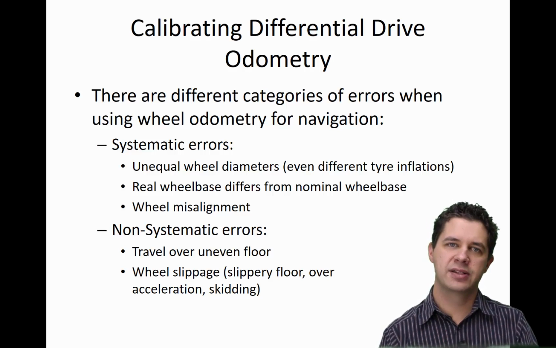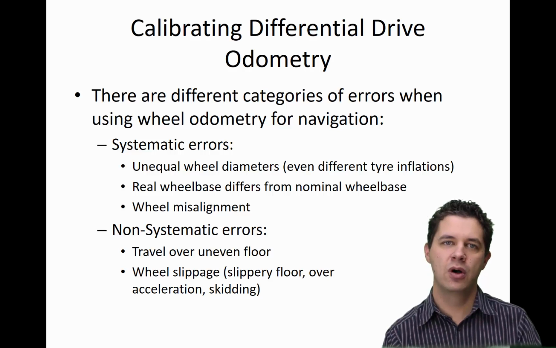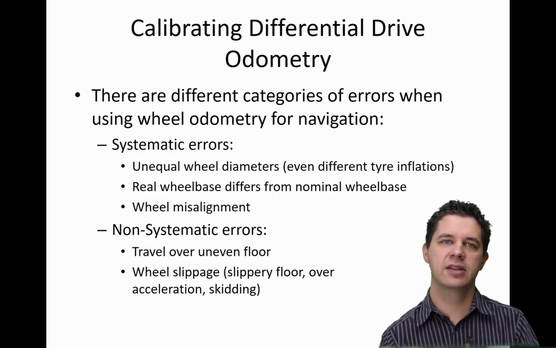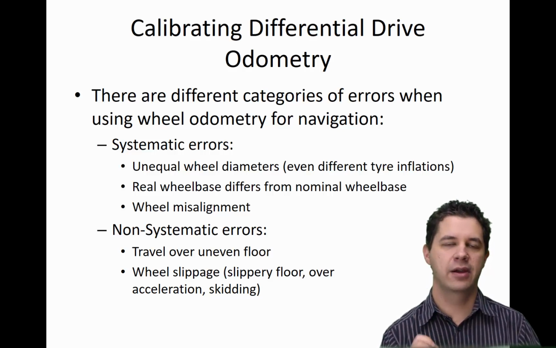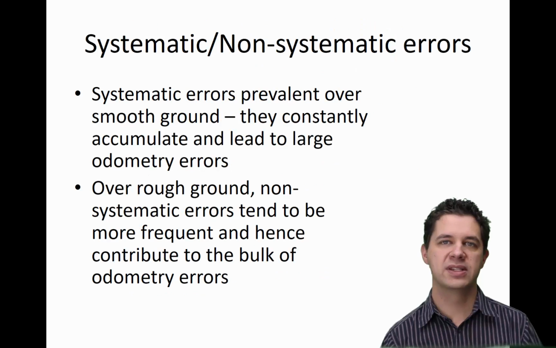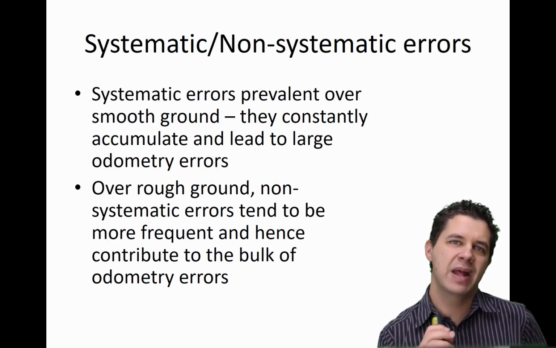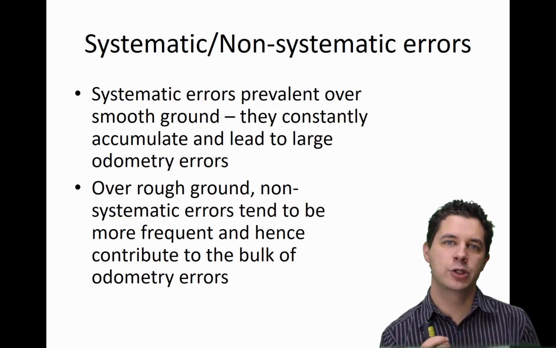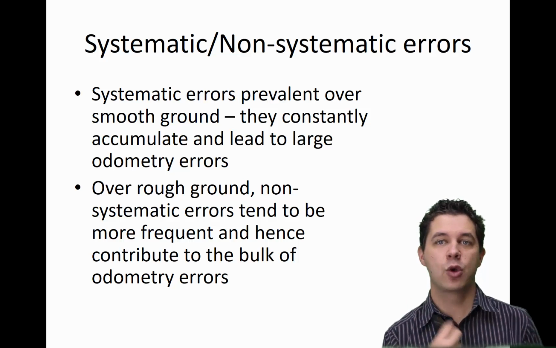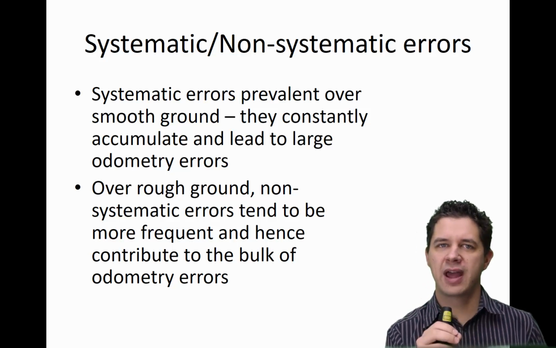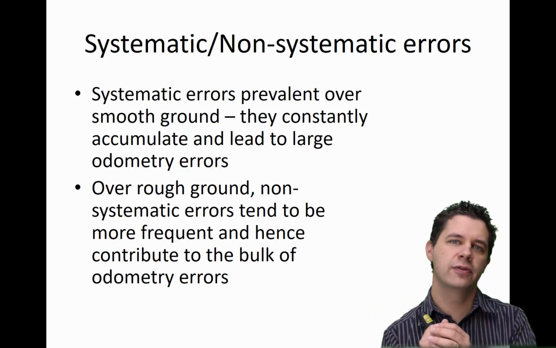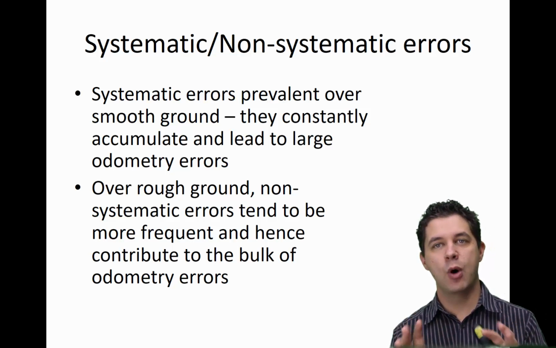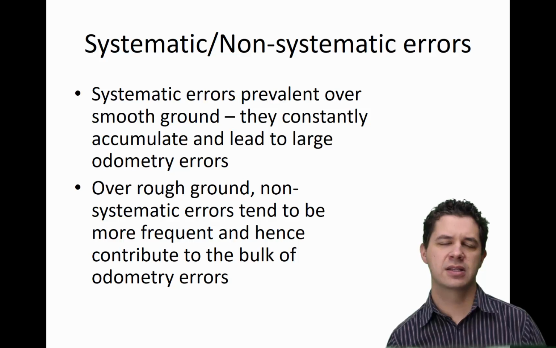We've got a number of non-systematic errors as well. So when we travel over uneven floor, slippery floor, when we over-accelerate and start skidding or start doing wheelies and things like that, all those things are much harder to characterize and harder to compensate for. So essentially our systematic errors are ones that are prevalent over smooth ground. They constantly accumulate and lead to larger odometry errors, but they're things that we can compensate for and correct for. But over rough ground, when our robot's bumping around and going in all sorts of different directions, our non-systematic errors tend to be more frequent and hence contribute to the bulk of our odometry errors in that sort of circumstance.